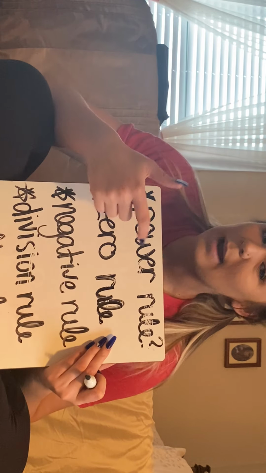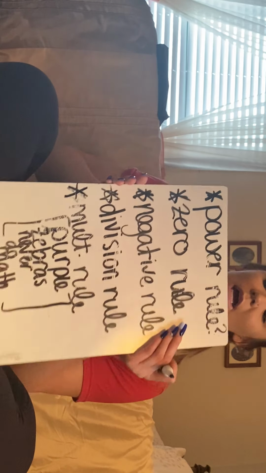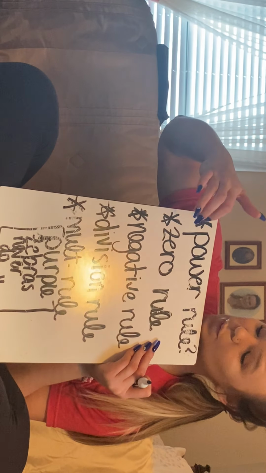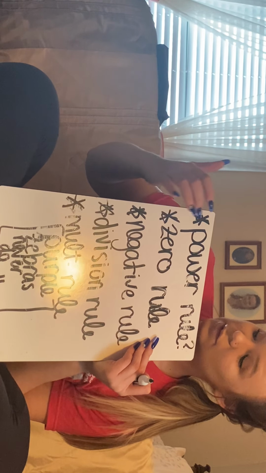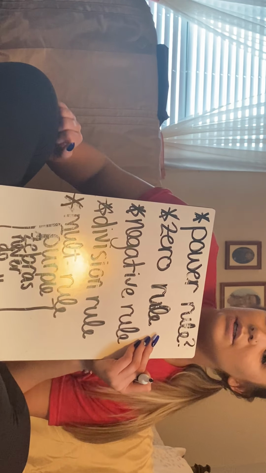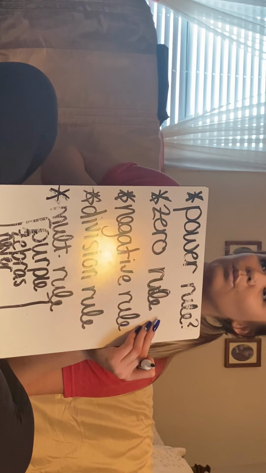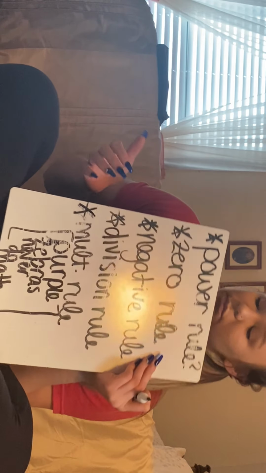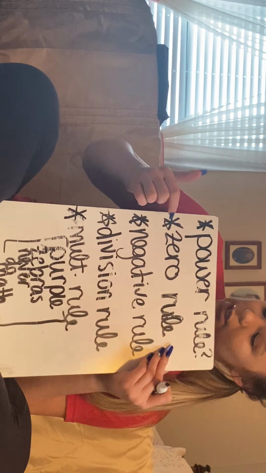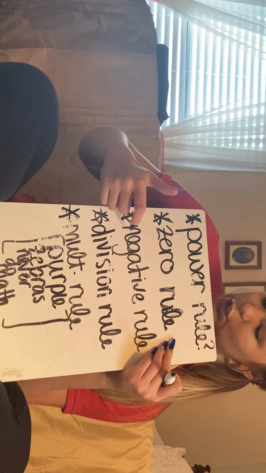You don't know what this power rule thing is yet. We're not learning that until tomorrow, so don't worry about that. But that's your P, so purple. Next, after the power rule, you move on to the zero rule, which is what we're working on right now. So anything to the zero power is a what? You should know that by now after doing the first assignment. So purple zebras, never, this is your N.